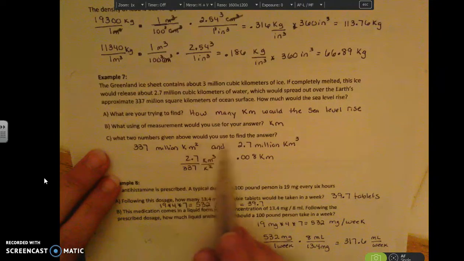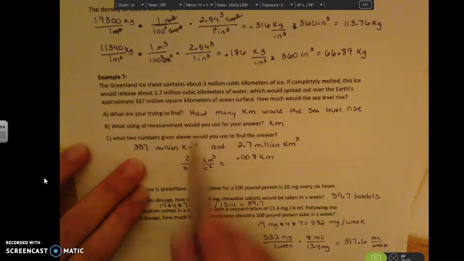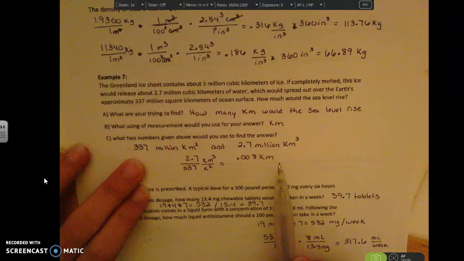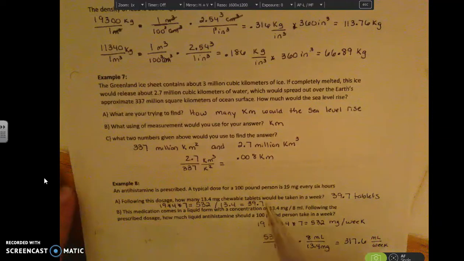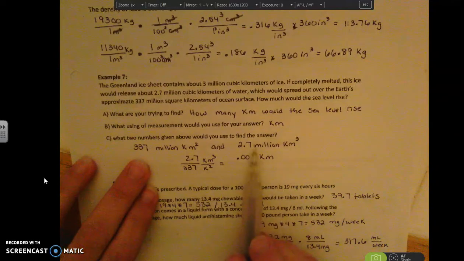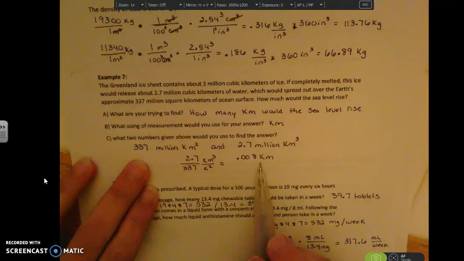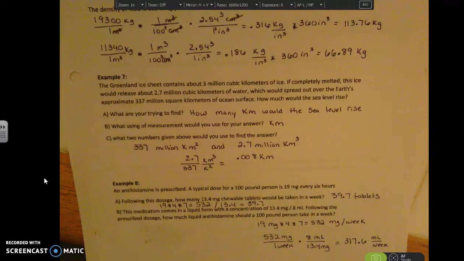And what two numbers given above would you use to find the answer? So the 337 million square kilometers and the 2.7 million cubic kilometers are the two numbers that I have to use. The first number that talks about the 3 million cubic kilometers of ice talks about basically everything that it has. What we need to worry about is the melting and the rise in the sea level. So if I take those two numbers and divide them, and I'm picking this number to put on top because then the kilometers will cancel out and I'll be left with 1 kilometer on top. So I end up with 0.008 kilometers. So the sea level would rise about 0.008 kilometers.